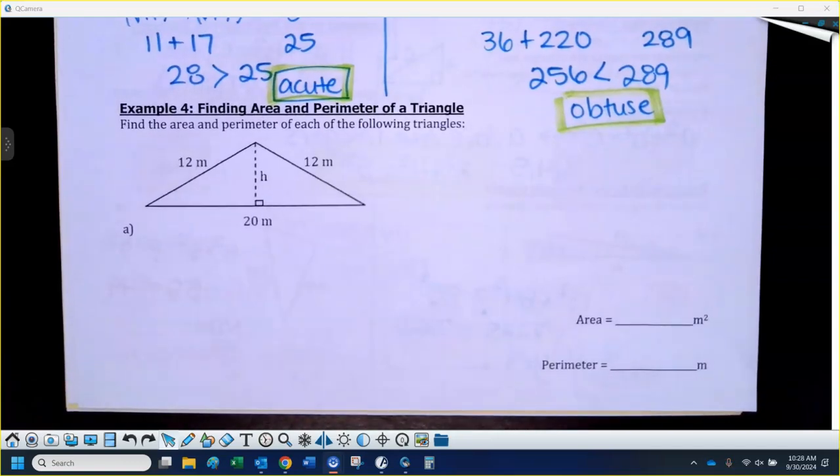perimeter. This is the last example on the 9-2. We just didn't have time on Friday because we had that weird schedule because of the PSAT practice or whatever. So this guy is a triangle. We're going to find area and perimeter.